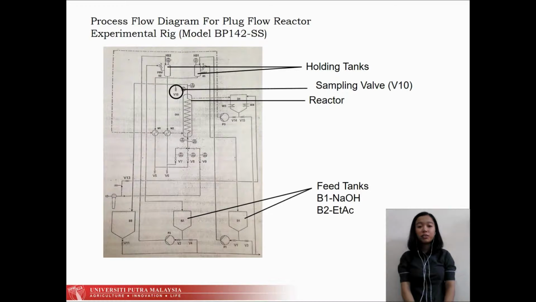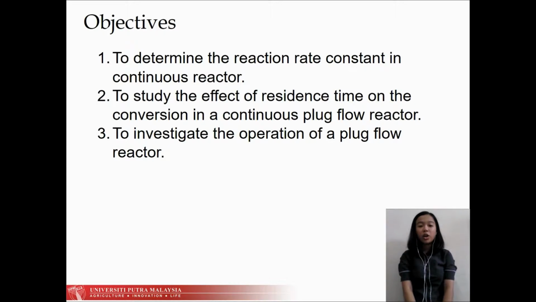The manipulated variable in this experiment is the reactant's flow rate. The objectives in this experiment are to determine the reaction rate constant in a continuous reactor, to study the effect of residence time on the conversion in a continuous plug flow reactor, and to investigate the operation of a plug flow reactor.